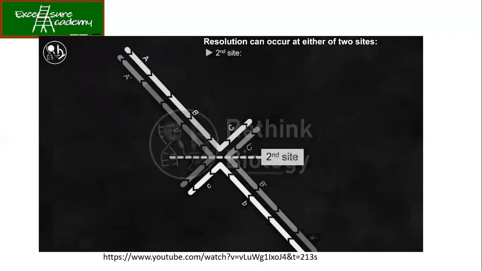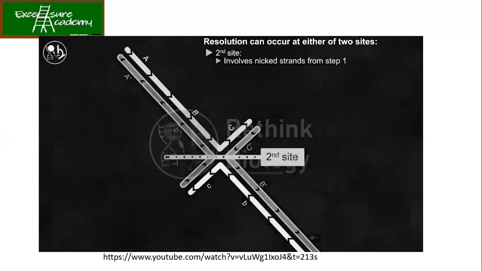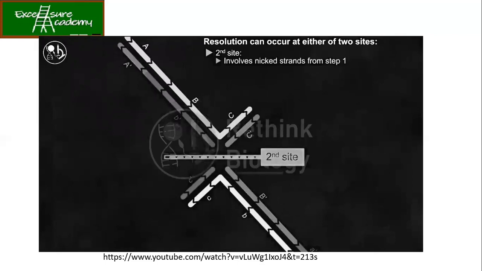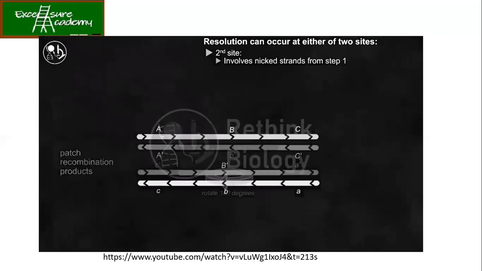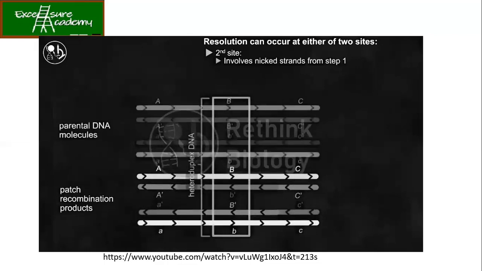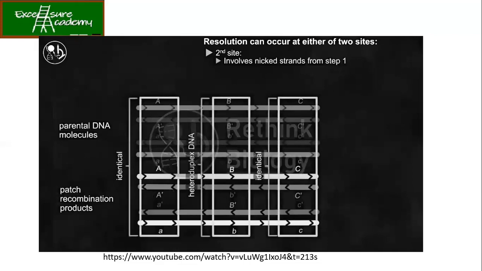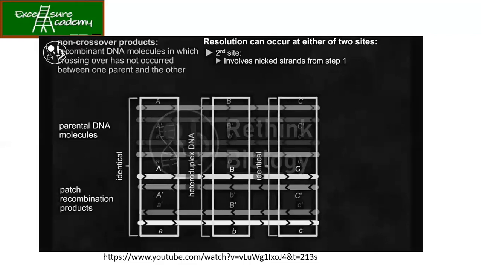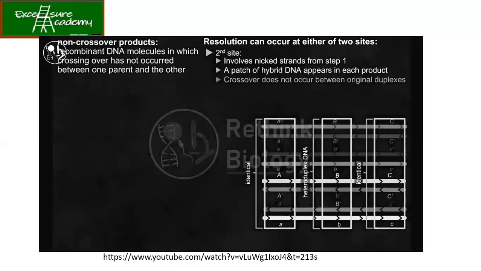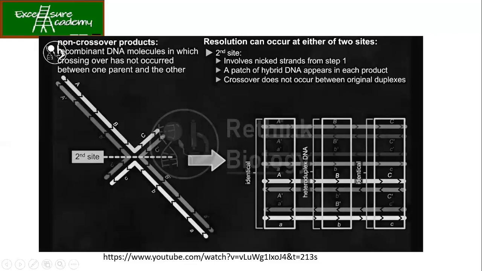The second cut site can be the pair of strands which were nicked during the first step, and they have mixed colors. As a result, the product has a patch of hybrid DNA, so it is called the patch recombination product. The product is also called the non-crossover product, as the A and C alleles have not changed their position in the new product and remain identical to the parental duplex.